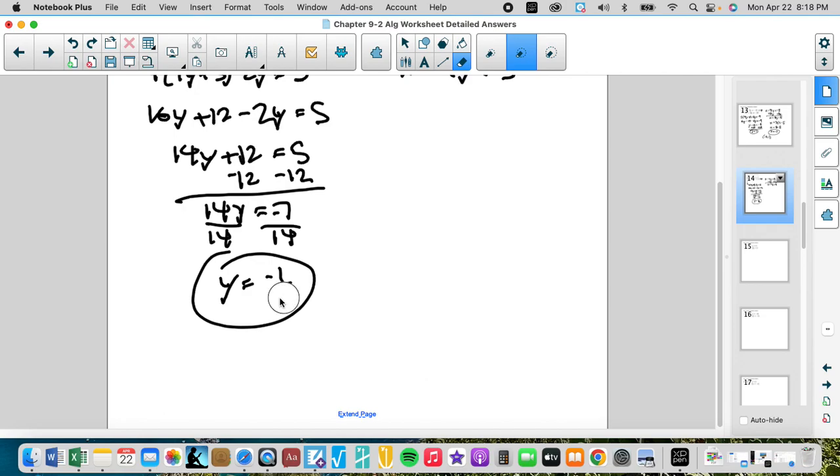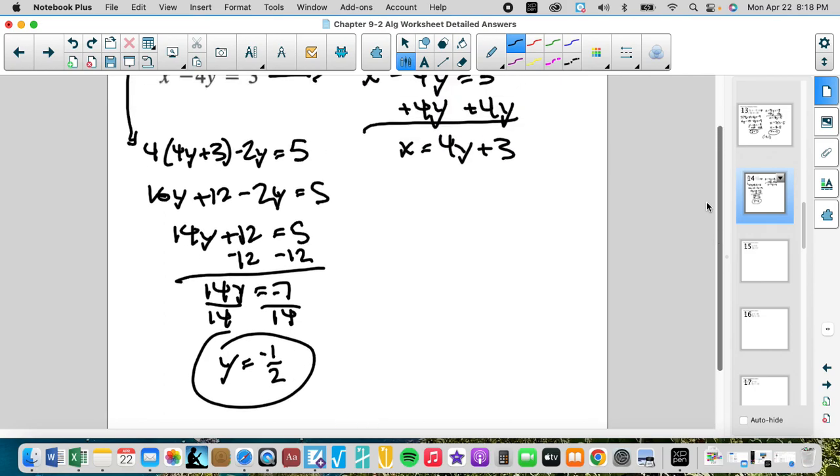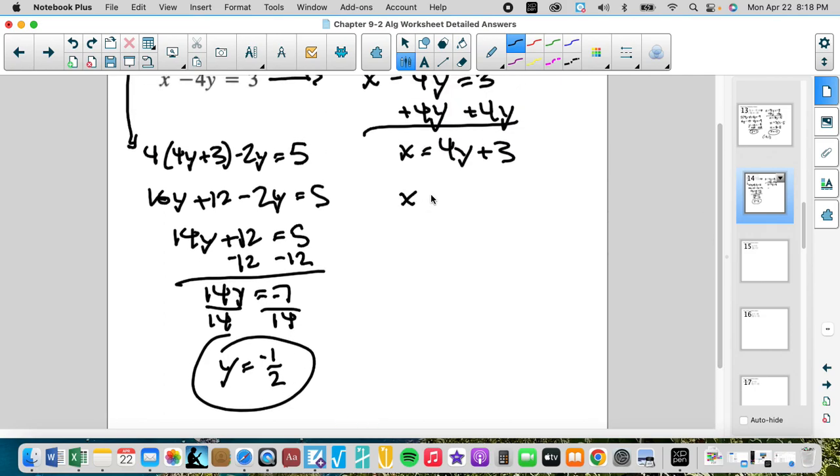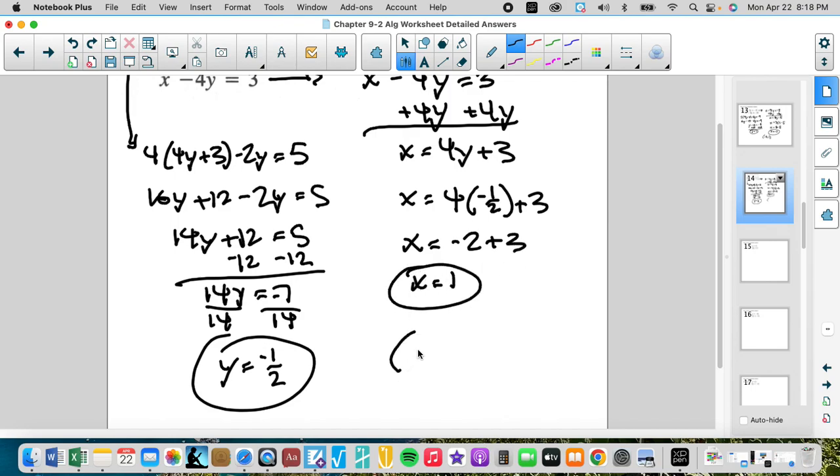Shouldn't change anything. It's still a value that is equivalent to it. So we go back to this, and we have 4 times negative 1/2 plus 3. We just got to be good with our fractions. That produces negative 2. Denominator cancels with the numerator. X equals 1. So that coordinate is 1, negative 1/2. We plug it back into the original.